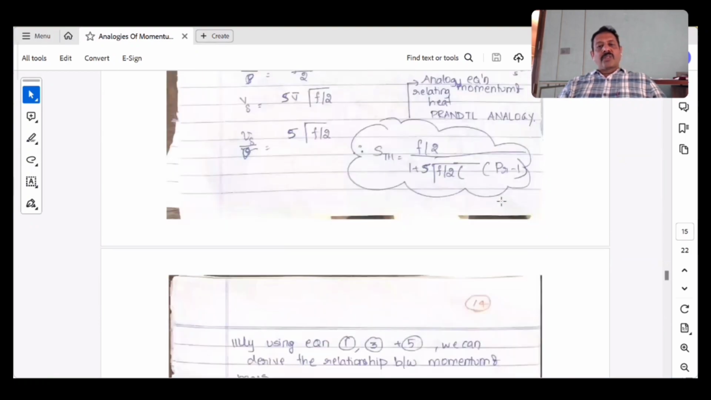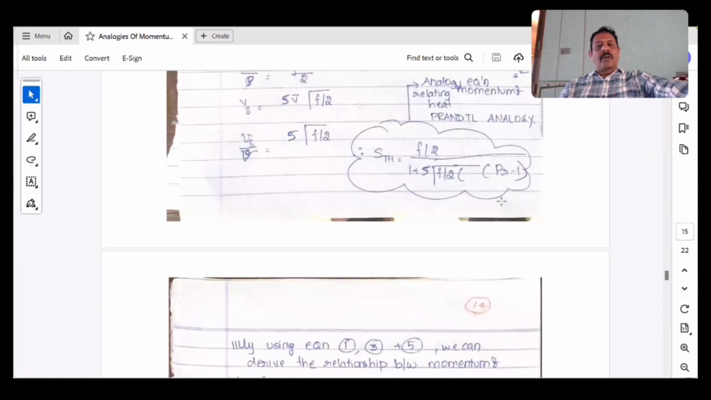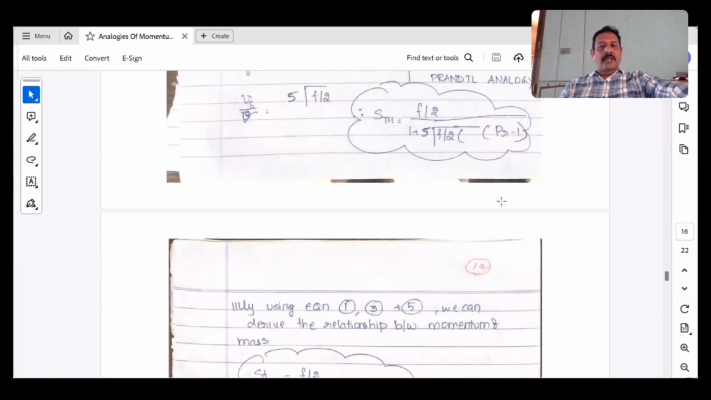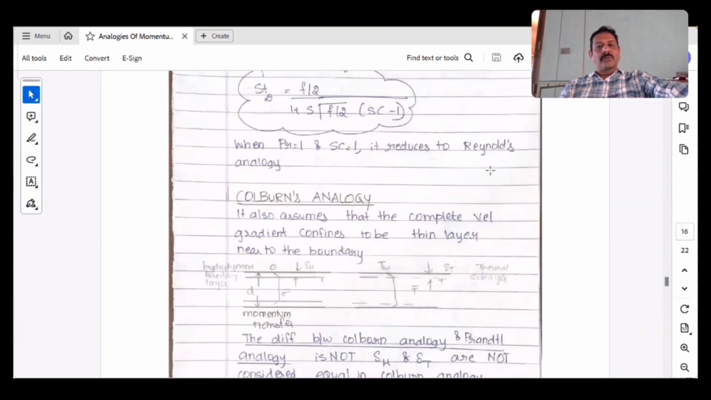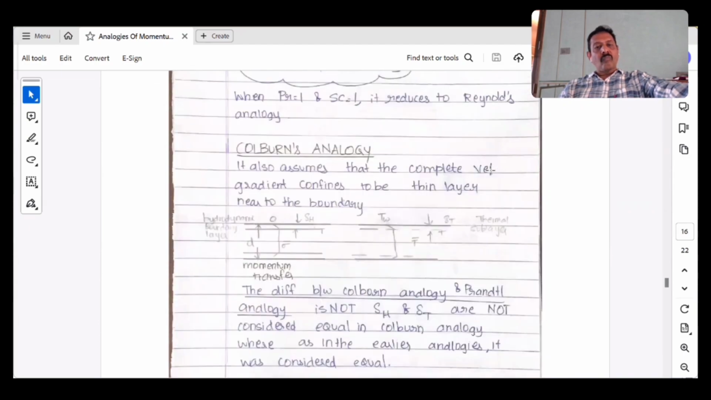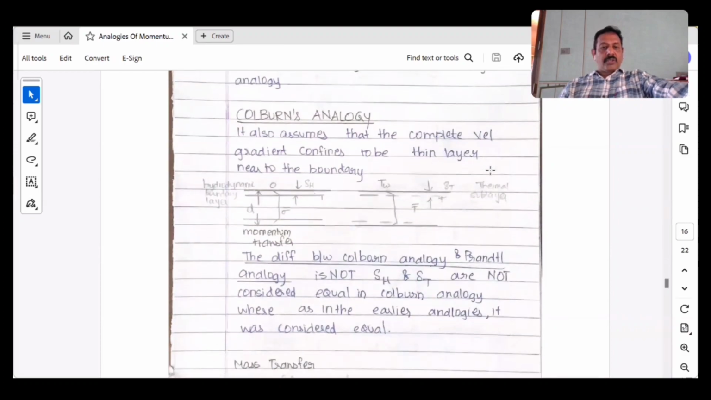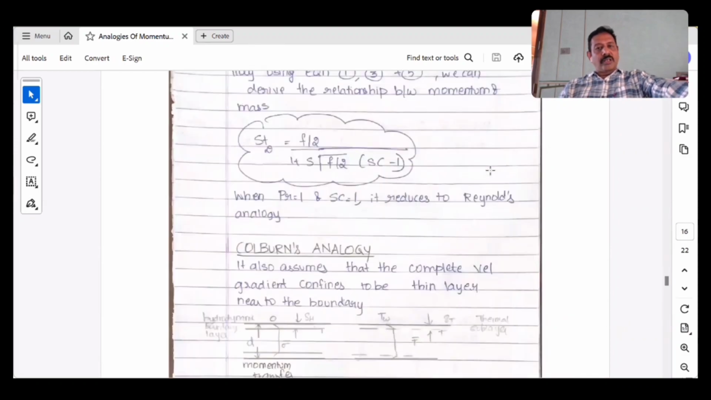Suppose Prandtl number is equal to 1 and Schmidt number is equal to 1. Then 1 minus 1 becomes 0, right? So this entire term, 5 into root of this thing, becomes 0. So it reduces to Reynolds analogy. Prandtl analogy reduces to Reynolds analogy when Prandtl number is equal to 1 or Schmidt number is equal to 1, right? So we have seen Reynolds analogy.